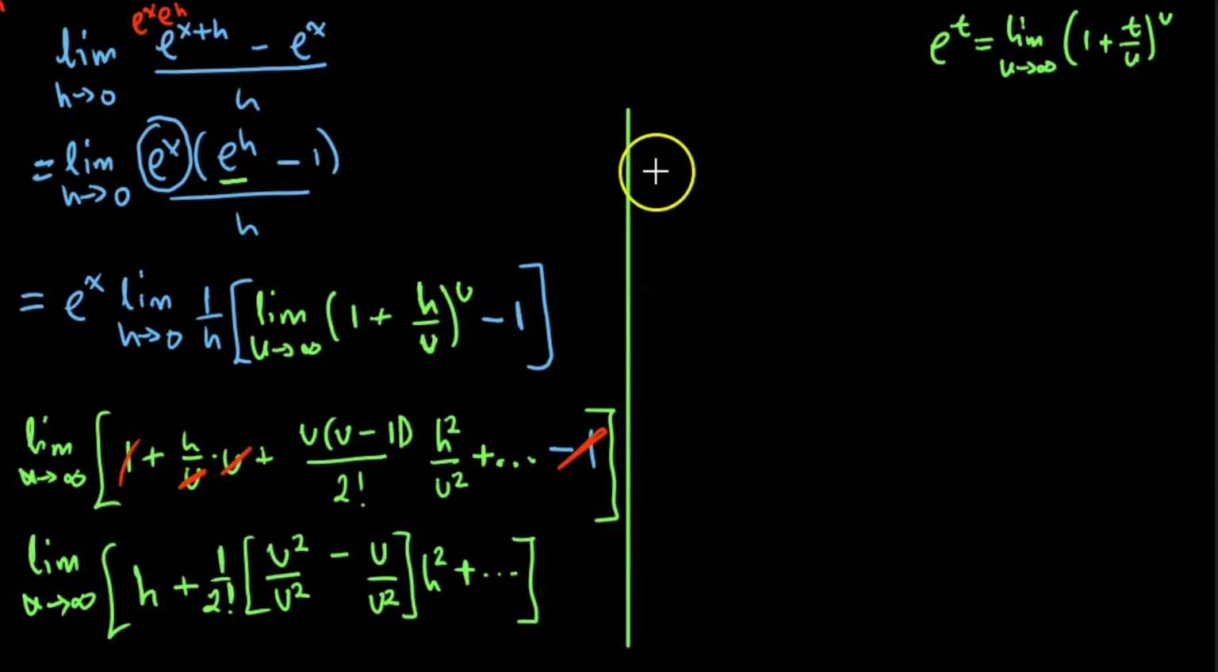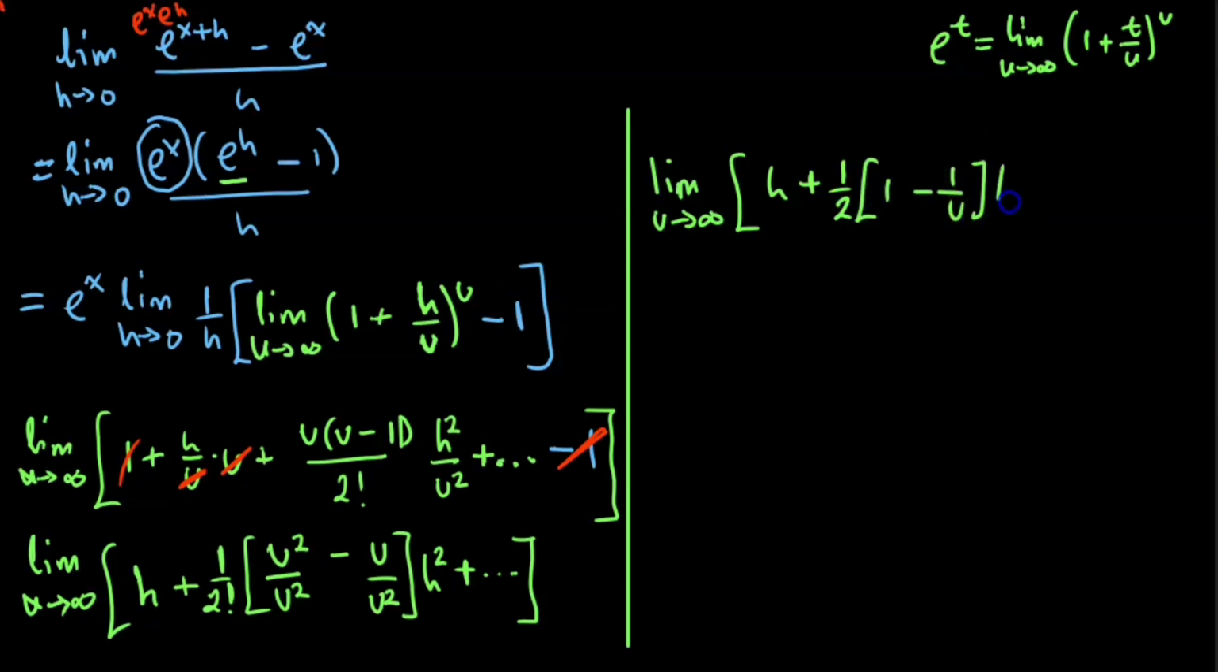So let's see what this will give us. Now this limit will become the limit as u tends to infinity of h plus 1 over 2 factorial, let me just put the 1/2. Then in here we have u squared over u squared, that is 1 minus 1 over u, times h squared. So what happens as u tends to infinity? This is independent of u, that is just h plus, now this right here will be breaking down to 0 as u tends to infinity, leaving us with 1/2 times h squared, and of course this is supposed to go on infinitely, so that is plus dot dot dot. That is what we get.